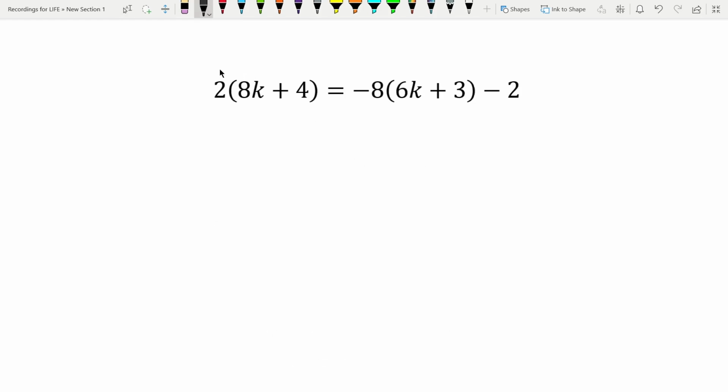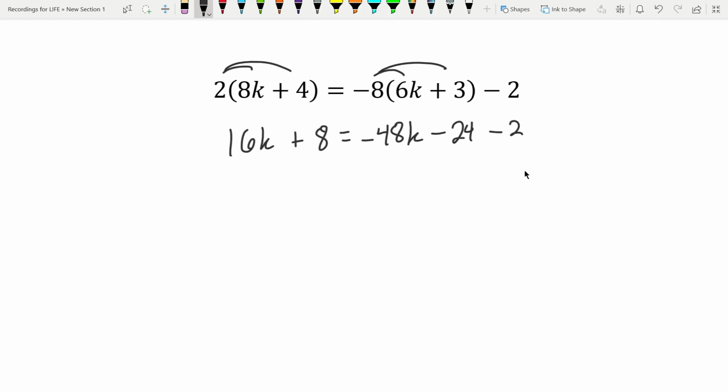Finally, we have this one. Once again, we need to distribute to get rid of the parentheses. We have 16K plus 2 times 4 is 8. -8 times 6 is going to be negative, I believe, 48K. -8 times positive 3 is -24. And this -2 is still there.